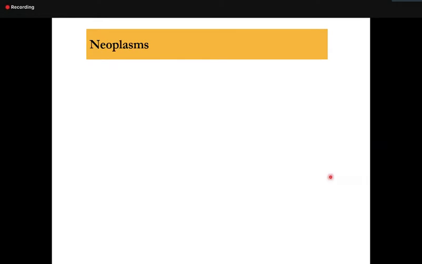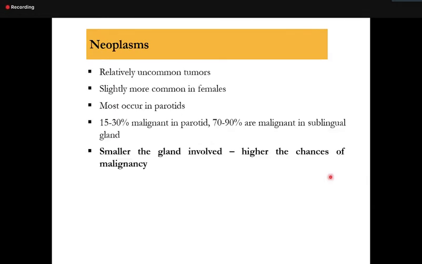Now, the last topic, which is neoplasms. Neoplasms are relatively uncommon. They are not very common, and slightly more common in females as compared to males. And most of them occur in parotid glands.